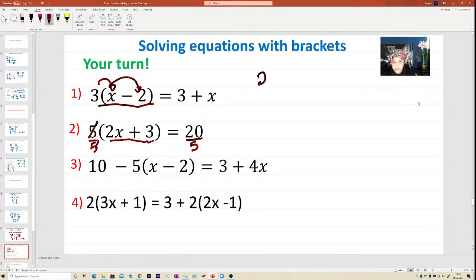So I have 2x plus 3 equals 20 divided by 5, which is 4. So 2x take away 3 equals 4 take away 3, which is 1. So x is going to be equal to 1/2. So hopefully you've got that one right.